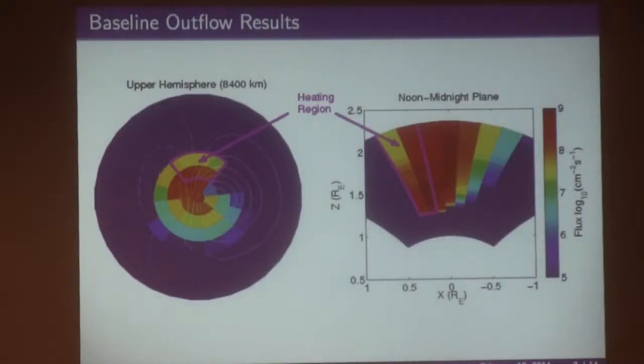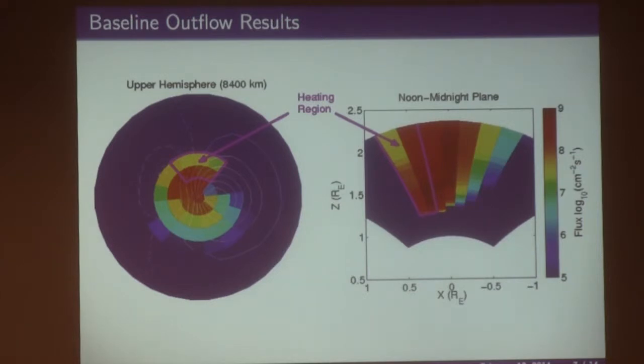Now my heating region looks something like this. I put it on the day side, centered around 10 degrees co-latitude. And I've extended it down to about 1.3 RE, so 1,900 kilometers in altitude. Under extreme cases, it can certainly go much lower, but I'm trying to be somewhat conservative here.